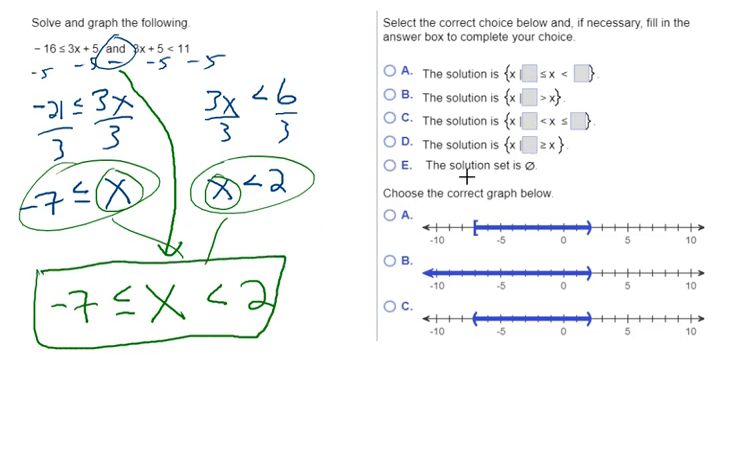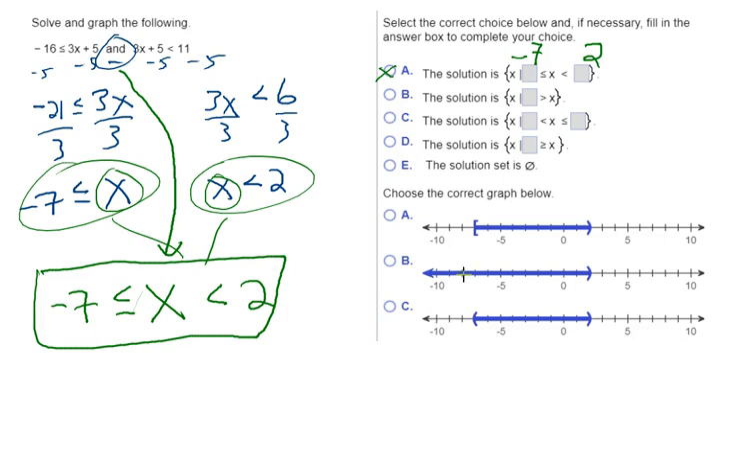So the option we want to choose over here is option A, because it matches the symbols. Less than or equal to for the first one, just less than for the second one. And we'll type the numbers in here, negative 7 into this box, 2 into this box. And then the correct graph is just shading between these two numbers. So I want the graph that shades between negative 7 and 2, which would be either A or C.